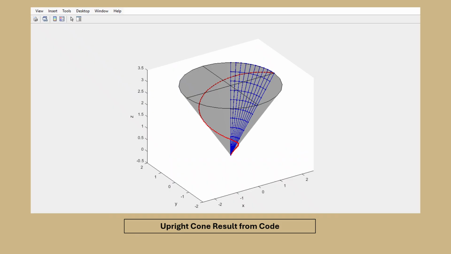Here is an image of my upright cone output for my code. First off, you can see the defined curve in red that completes one revolution around the cone. You can also see the surface plotted in blue that covers about pi over 3 revolution around the exterior of the cone and stretches down the side of the cone to the origin.